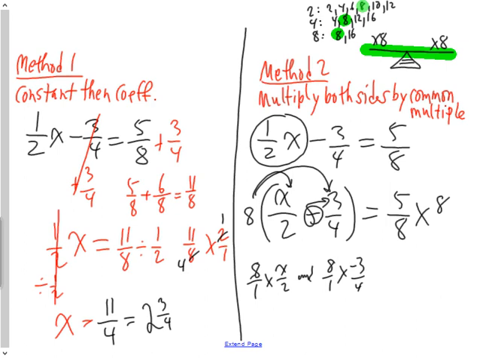So when I do this one, 8 over 1 multiplied by x over 2 is going to be 4x. Now if you didn't cross reduce, you got 8x over 2, which is still 4x. And 8 over 1 times 3 over 4 is going to be a negative 6. Now notice, because I brought my negative sign there, it allows me to see this as subtraction, right? So it's 4x minus 6 is equal to, cross reduce, I'm going to get 1 over 1, which is going to be 5.